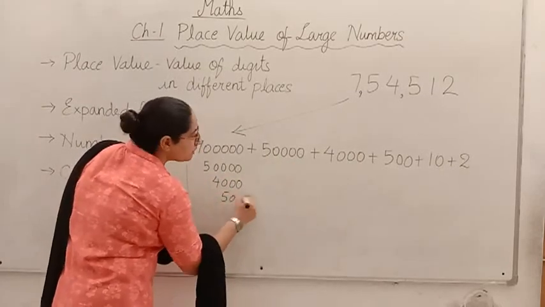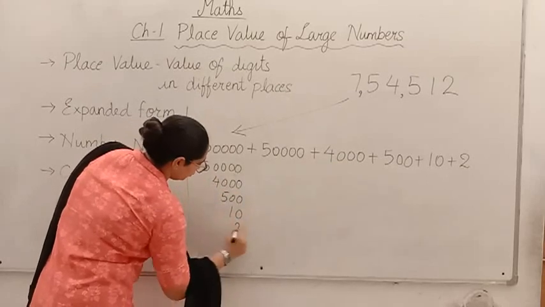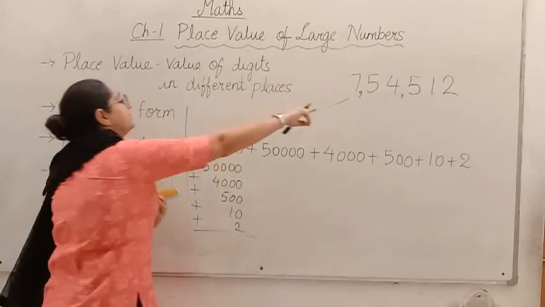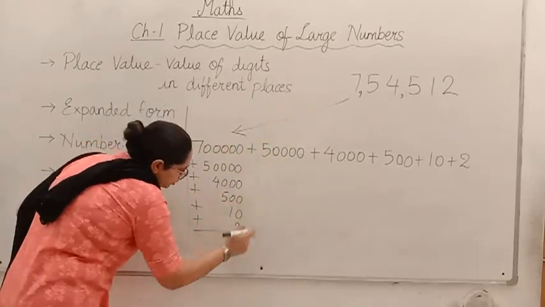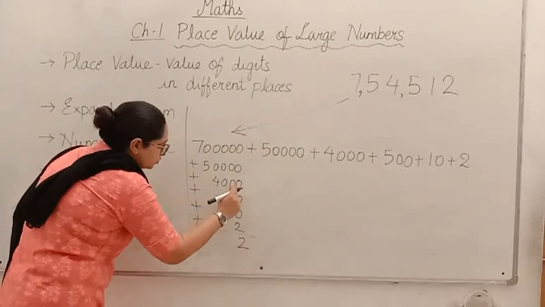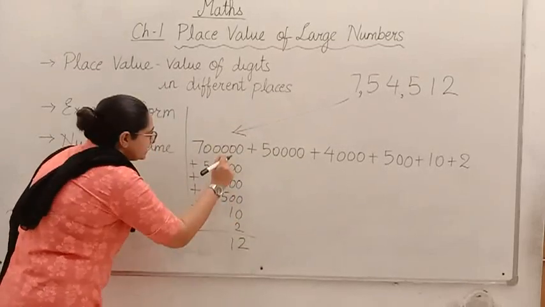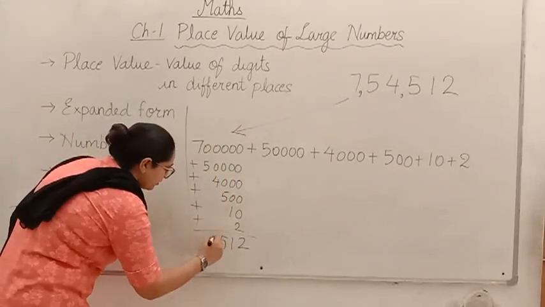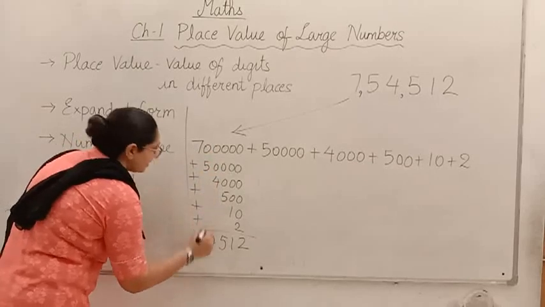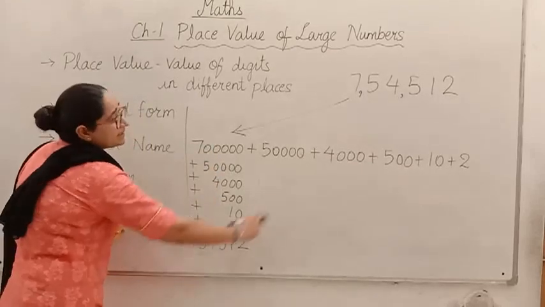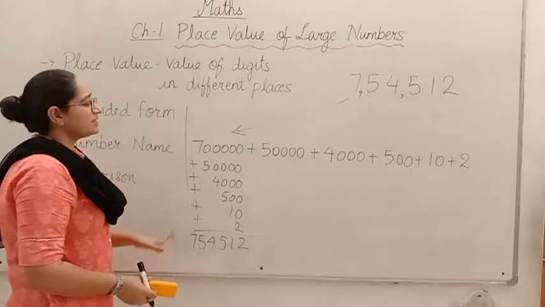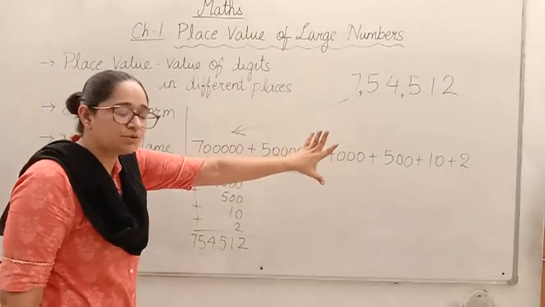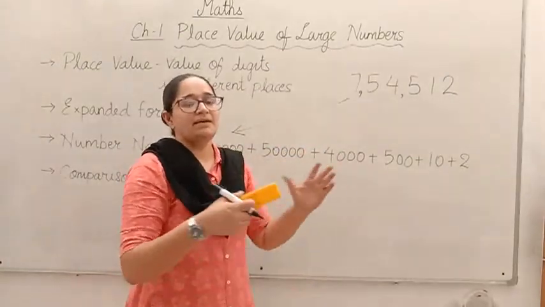500, 10 and 2. So when I add this, you will see I get the same number back. 0, 0, 0, 0, 2. 0, 0, 0, 0, 1. 0, 0, 0, 5, 0, 0, 4. 0, 5, 5 and 7. So you get the same number back. This is the expanded form of the number. Okay, understood? So place value and expanded form.